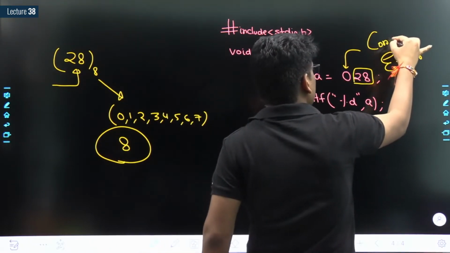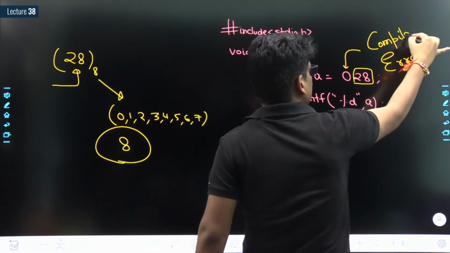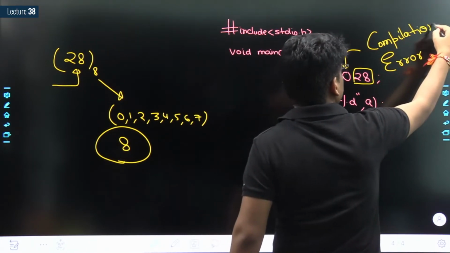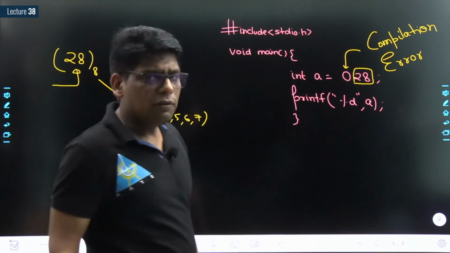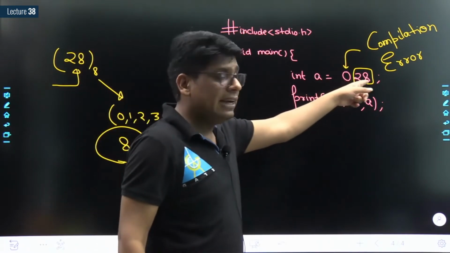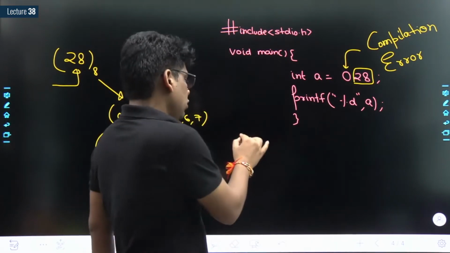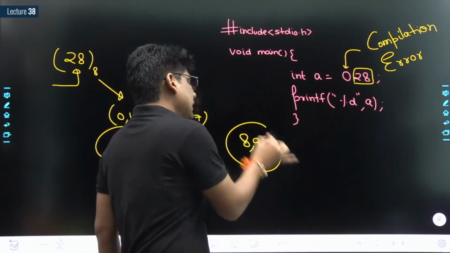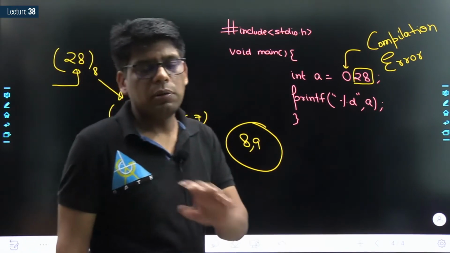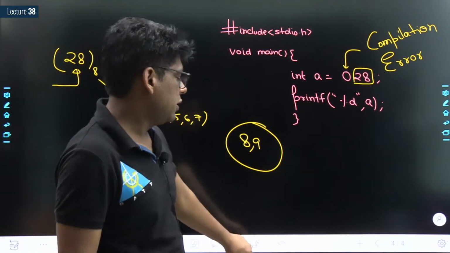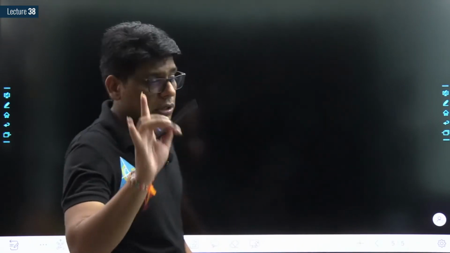And who is giving you the error? Your best friend, the compiler, is giving you the error. So always remember this part. If an integer literal is starting with or prefixed with 0, we cannot have 8 or 9 in it. I am talking about digits. Sure, sir. Okay, so that's all about the octal number system.